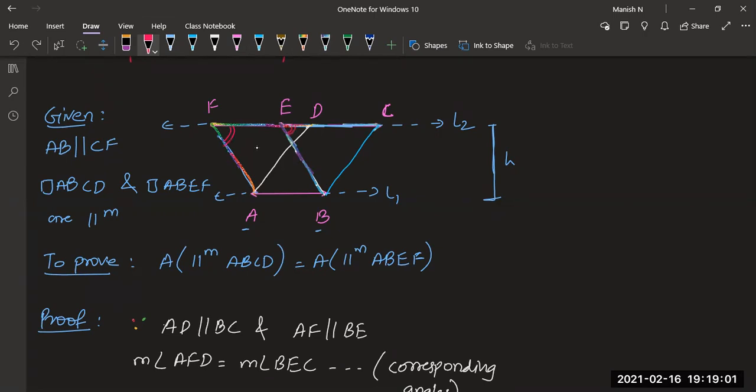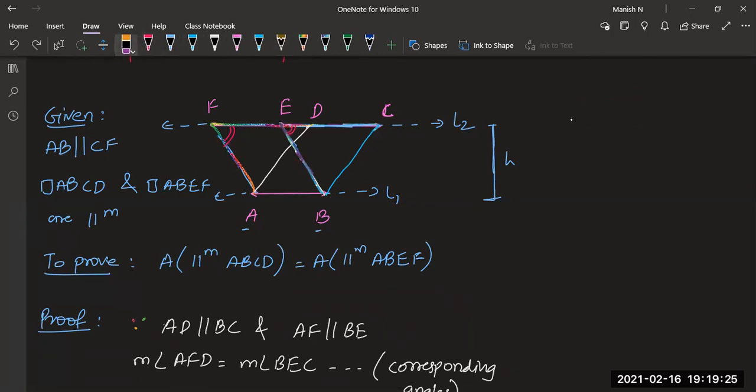The reason for that is corresponding angles, because they are between the same parallels and they are forming corresponding angles. So corresponding angles are always equal, right? We have studied this in the lines and angles chapter. That is, if you have two parallel lines and a transversal, then these two angles are equal because they are corresponding angles, right?